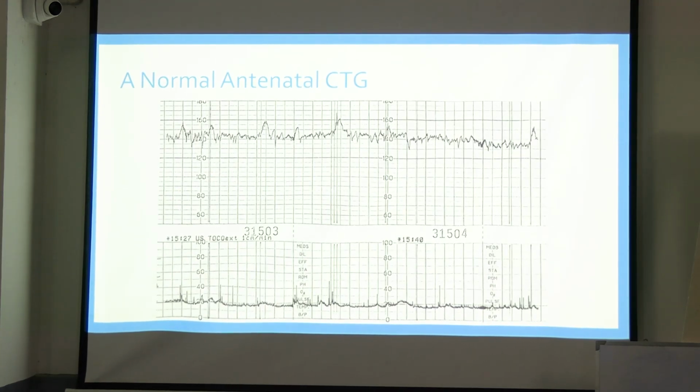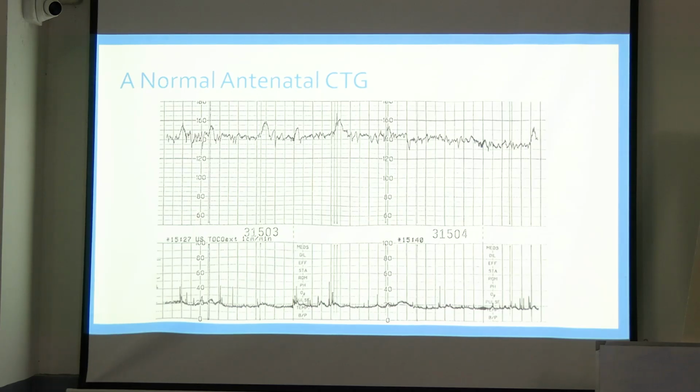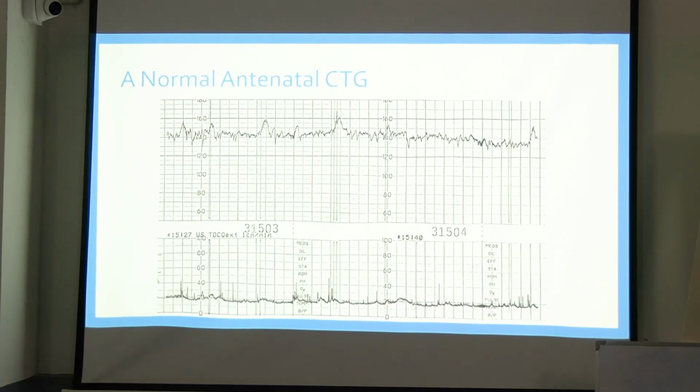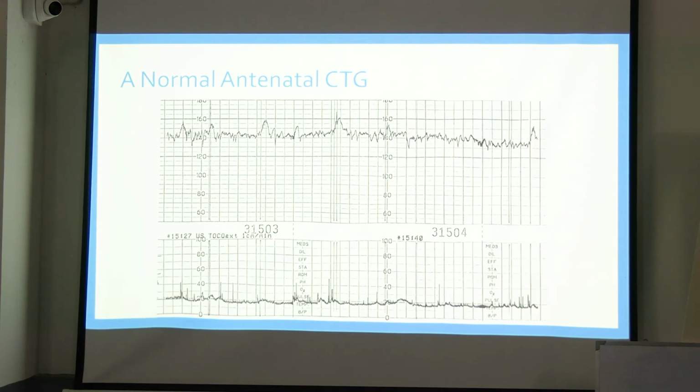That means this vertical small box is equal to 5 beats per minute. And the horizontal small box is equal to 30 seconds, because the speed of the paper is 1 centimeter per minute, but it will change if the speed changes. Okay. So this is a reassuring CTG.